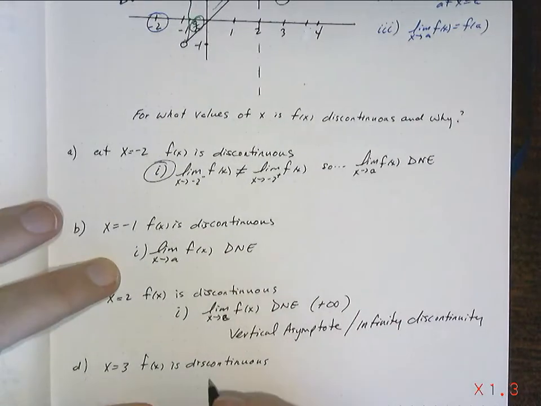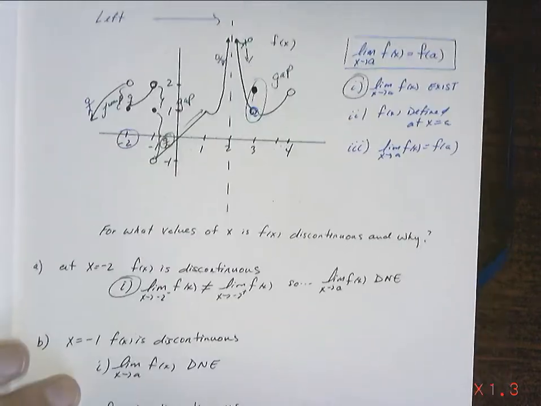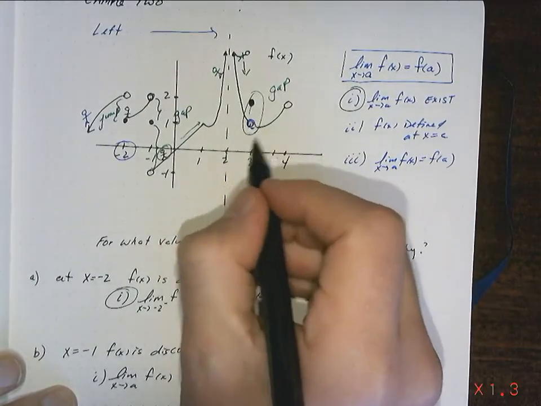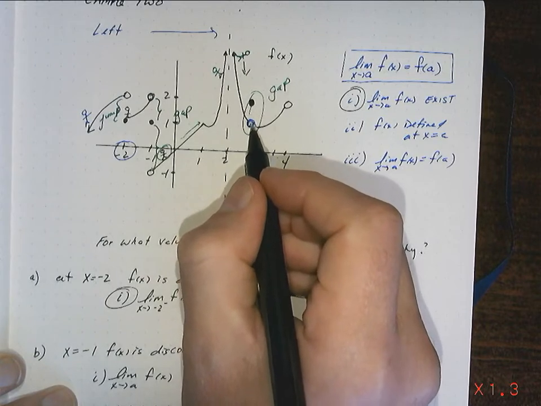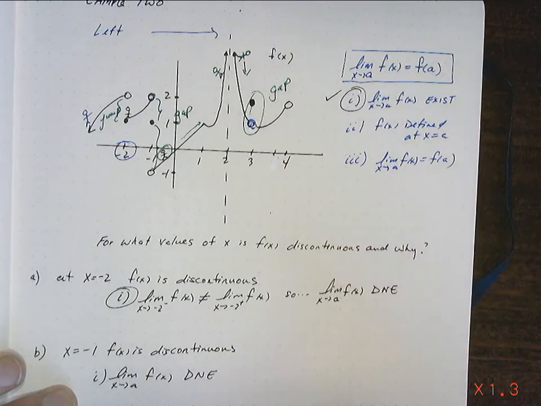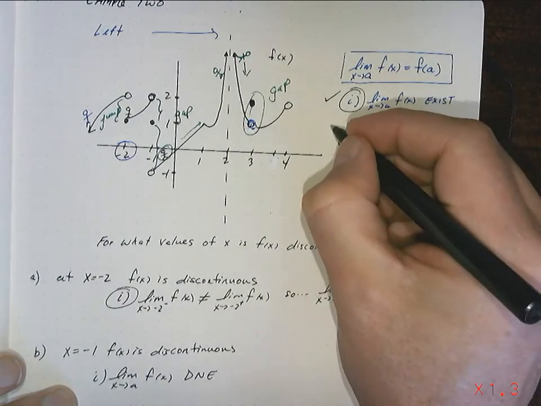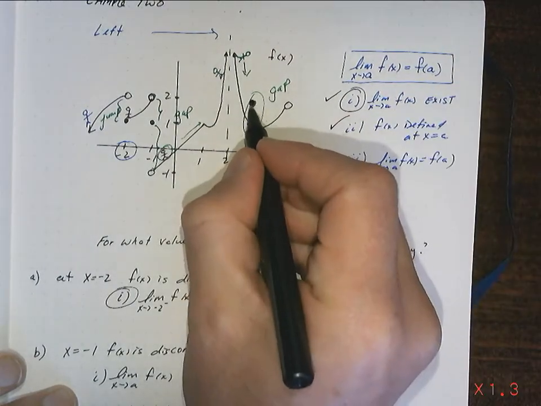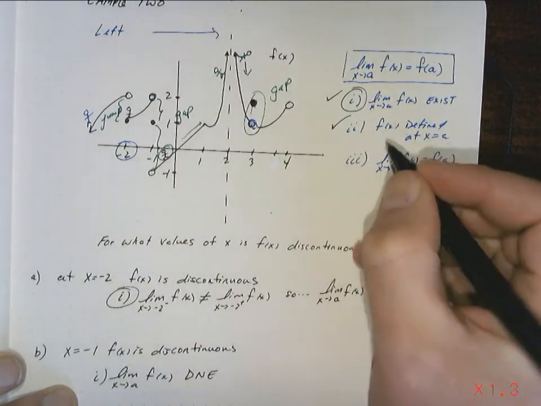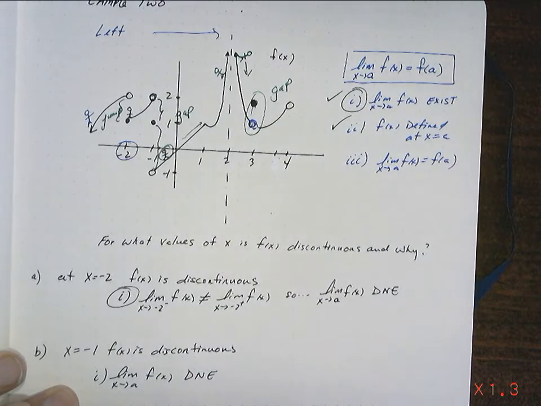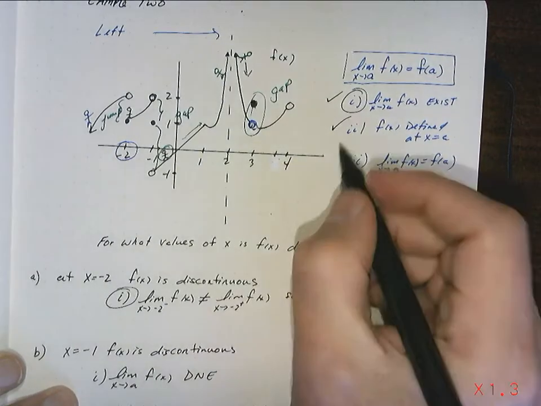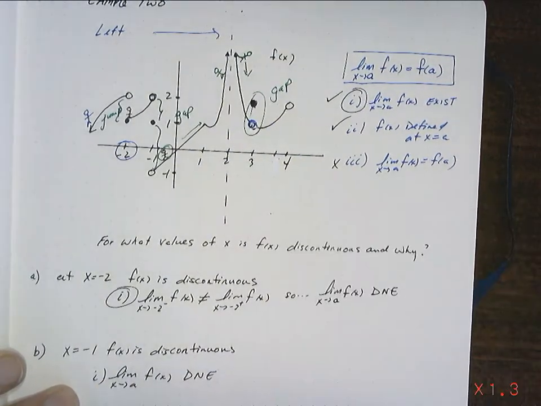What fell apart here? Not condition 1. Condition 1 is fine here. This limit exists. Condition 1 is A-OK. Condition 2 is A-OK. It is defined. f of 3 is definitely defined. Condition 2 is definitely good to go. What's the problem? They don't match up. Condition 3 is my problem in this one, and that's giving me that gap discontinuity.